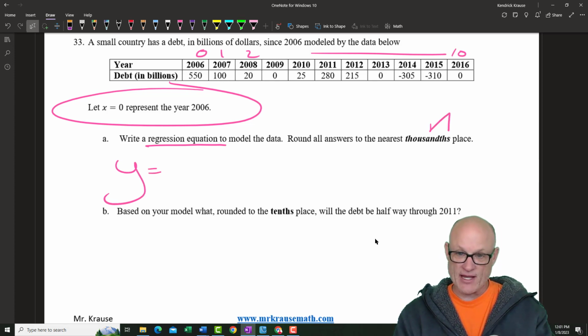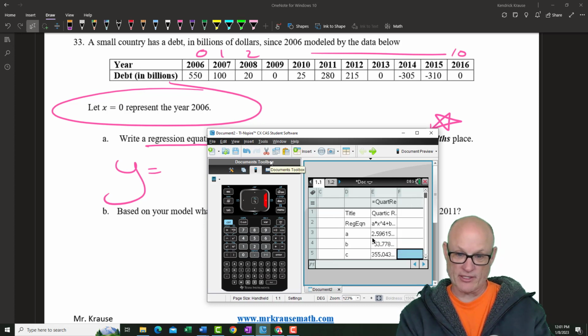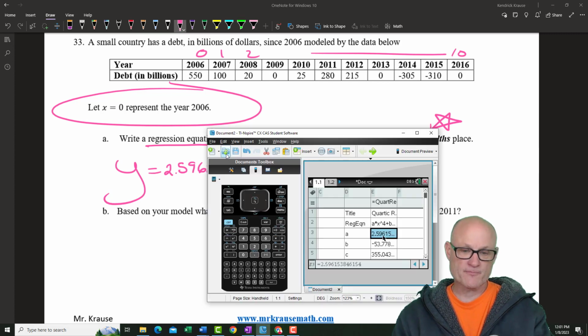Round to the nearest thousands place. Some of you haven't been very good at rounding. All right, there's our first one. If you can't see it all, you look down here. Thousands place is 3 decimals, so 2.596 x to the 4th.